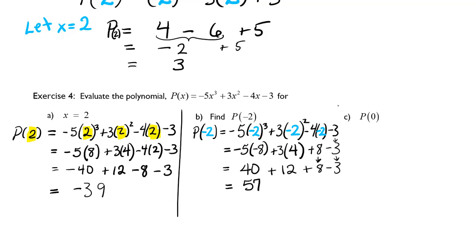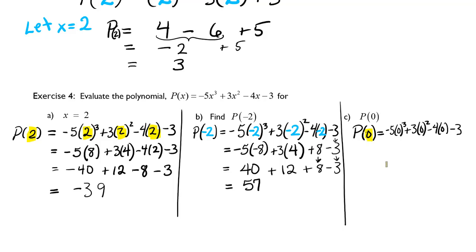Let's do one more substitution. Let's do p of 0 and calculate the value of p at x equals 0. That substitution will look like this. P of 0 equals negative 5 times 0 cubed plus 3 times 0 squared minus 4 times 0 minus 3. Now, I am doing all these calculations on purpose because I want to make a point.